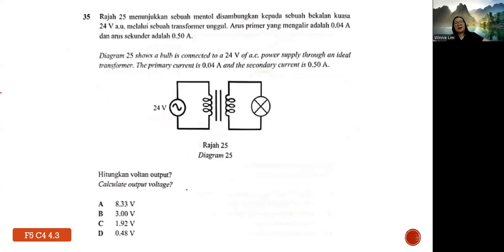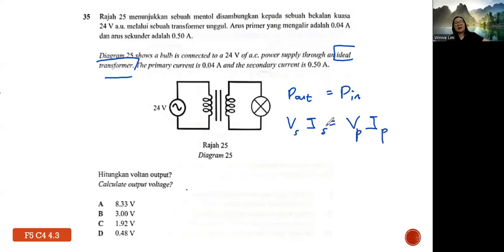35. Diagram 25 shows a bulb is connected to a 24 volt AC power supply through an ideal transformer. The primary current is 0.04 ampere and the secondary current is 0.5 ampere. What is the output voltage? Now, the keywords here are ideal transformer. If the transformer is ideal, therefore the output power equals the input power. So under transformer, we always change the formula for power. I will say physics is very important. VI idea, okay? Output means secondary, input means primary.